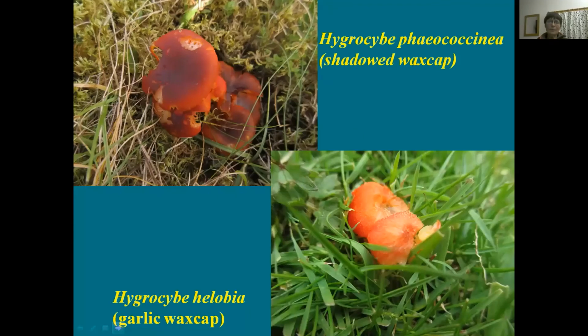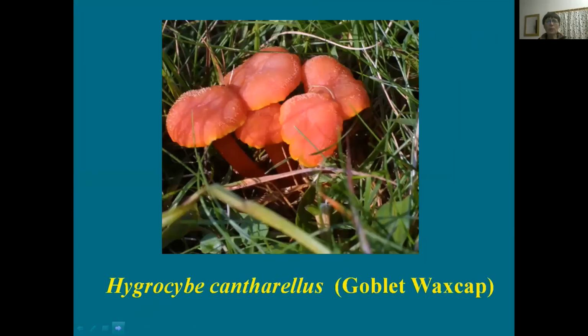Sometimes the wax caps don't have a smooth cap. You can see here, this is minutely scaly on the cap. This is a small one. And here it's got like a very dark, almost a patina on there. That's the shadowed wax cap. And this one is Helobia, is the garlic one. So that's the one that smells faintly of garlic if you've had it in a container for a while. And another one, the goblet wax cap. You can see beautiful here, all these tiny little scales on the cap itself that are integral to the cap and important in helping you to identify that it's different from everything else you've seen.